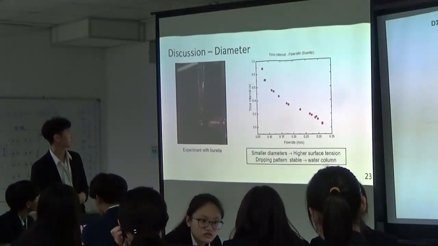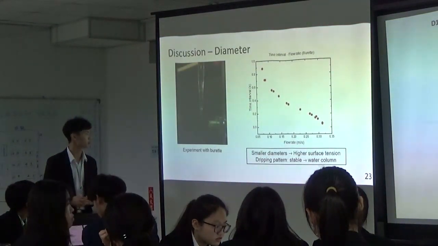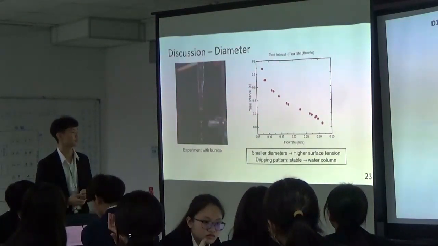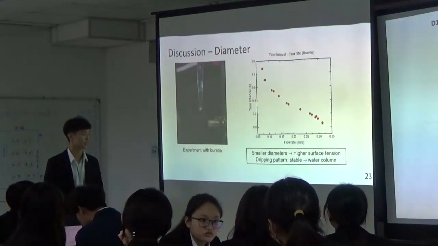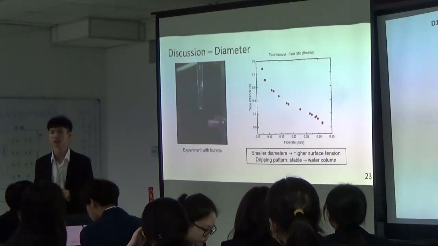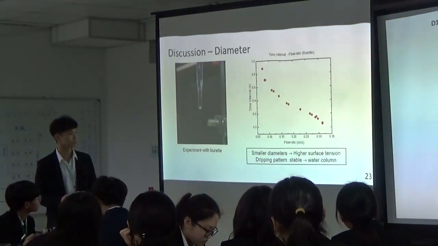And this is our observation video of the burette. Because the smaller the diameter, the higher the surface tension, and the dripping pattern is very stable. It won't produce the water column.